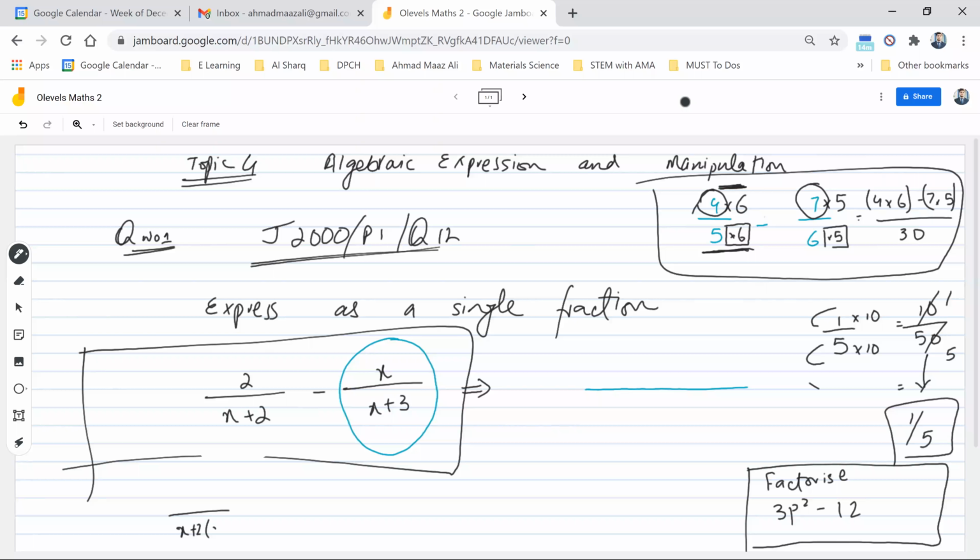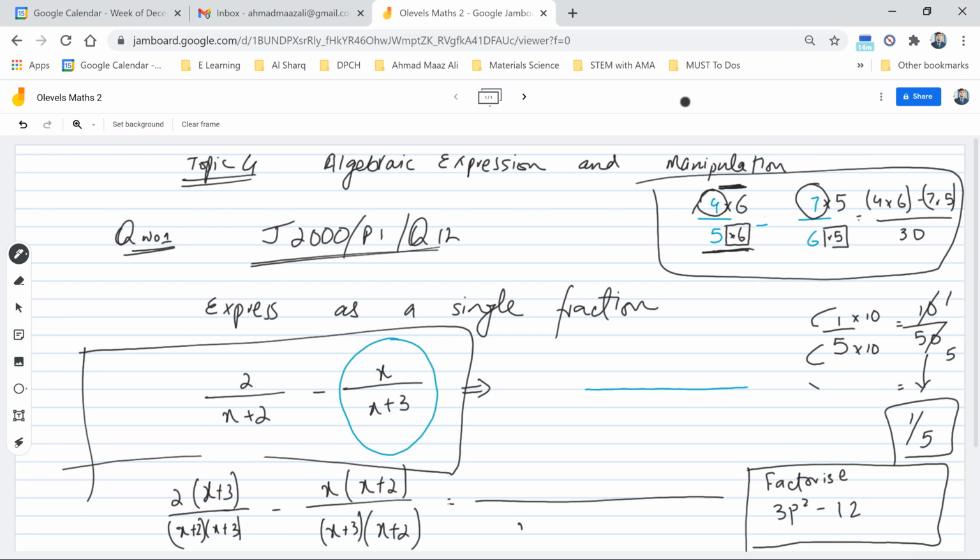And when we multiply x plus 2 with x plus 3, it means we also need to multiply the numerator as well. Similarly, what number do I multiply this x plus 3 with? Sir, x plus 2. X plus 2. Now, if it is being multiplied by x plus 2, then the numerator also must be multiplied with x plus 2. Right now, the denominators are the same. Can you see that? X plus 2 times x plus 3. Denominators are now the same. So we have 2 times x plus 3 minus x times x plus 2.